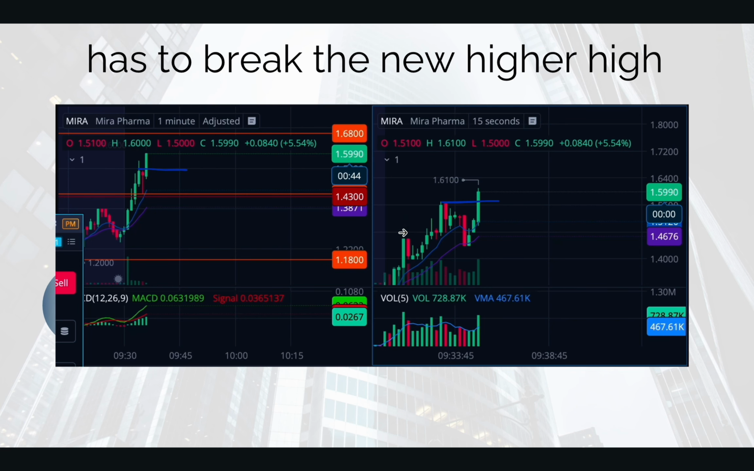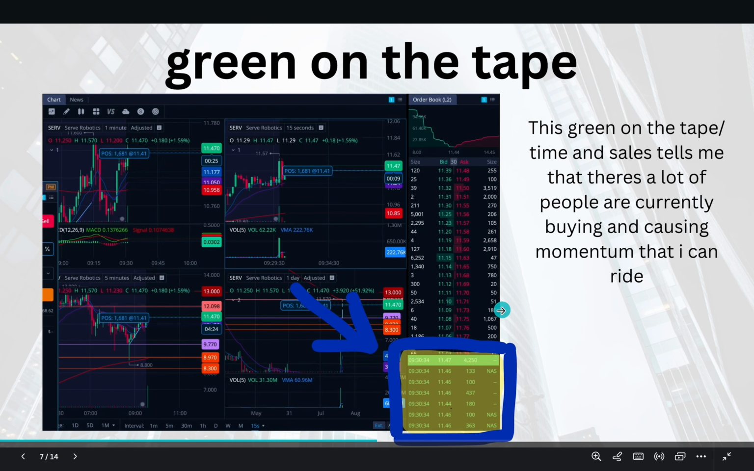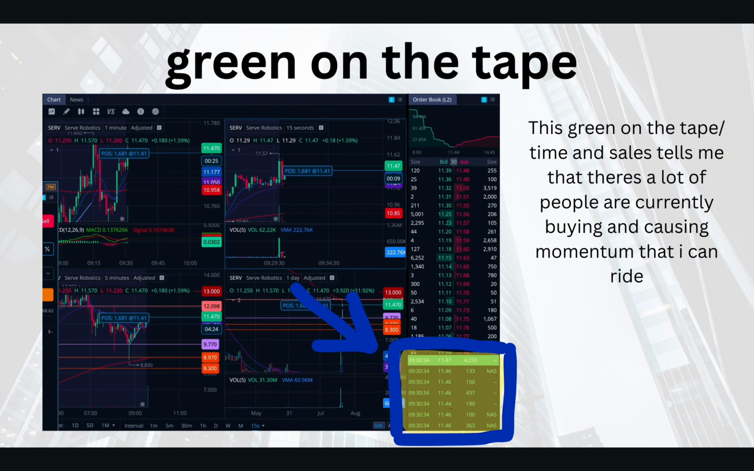Number four is green on the tape. Now, I told you what a tape is. A tape is time and sales. This tells you the exact time, how many shares, and what price the person bought at that exact moment. So I have my time and sales right here, this little window. And this green on the tape tells me that there are a lot of people currently buying and causing momentum that I can ride. So as you can see, I bought at $11.41 because I saw green on the tape.